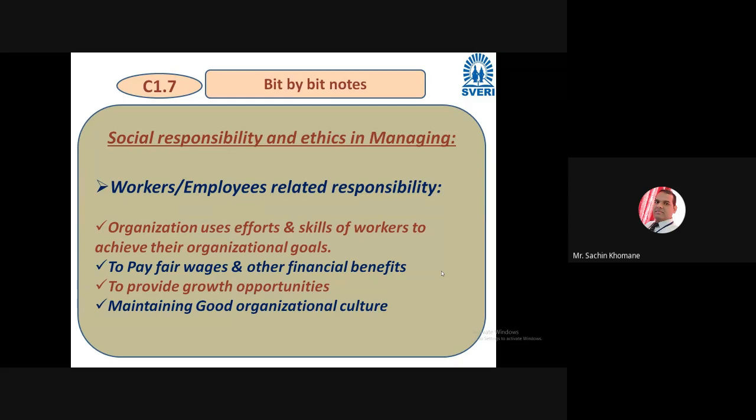Then another thing is maintaining good organizational culture. It is a responsibility that the manager has to consider, right? So that in a pleasant environment, workers will work very nicely with a good mood, right? With good productivity results they can show, right? So these are the worker related responsibilities. So this is also social responsibility, worker related or employee related.